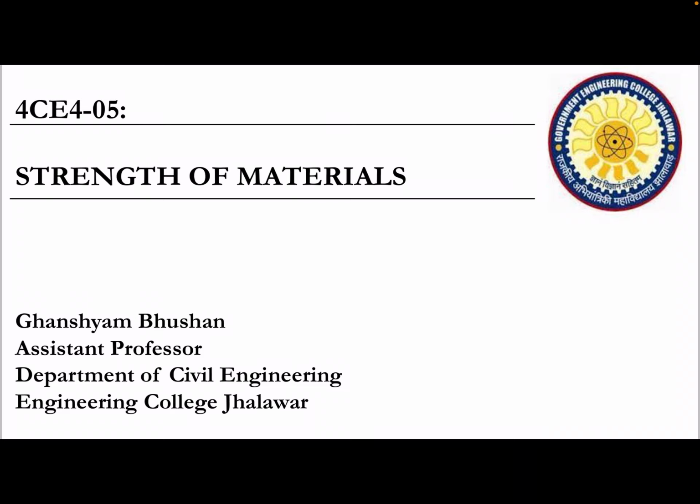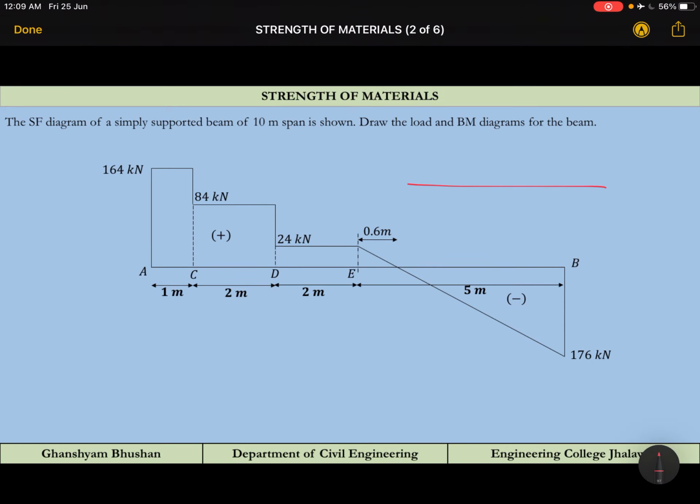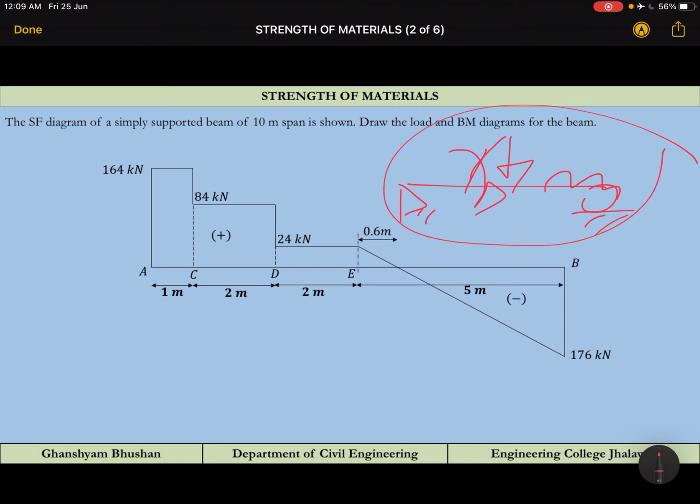That is why I have taken a new problem, which is the shear force diagram of a simply supported beam. In the question itself, it is given that the beam is simply supported with a span of 10 meters. Draw the load and bending moment diagram for the beam. Up till now, loading was given to us: a UDL, some moment, some couple. All of this was given in the question, and due to this loading we calculated the reactions and the variation of shear force and bending moment.